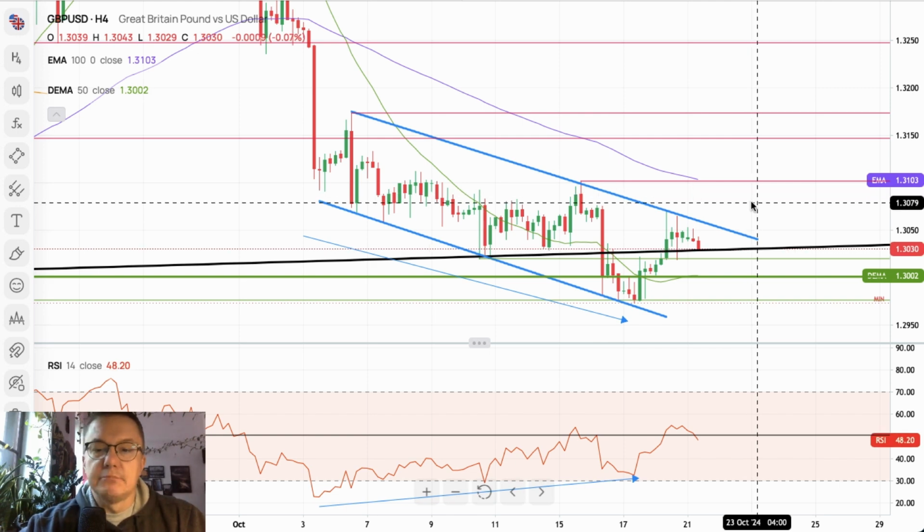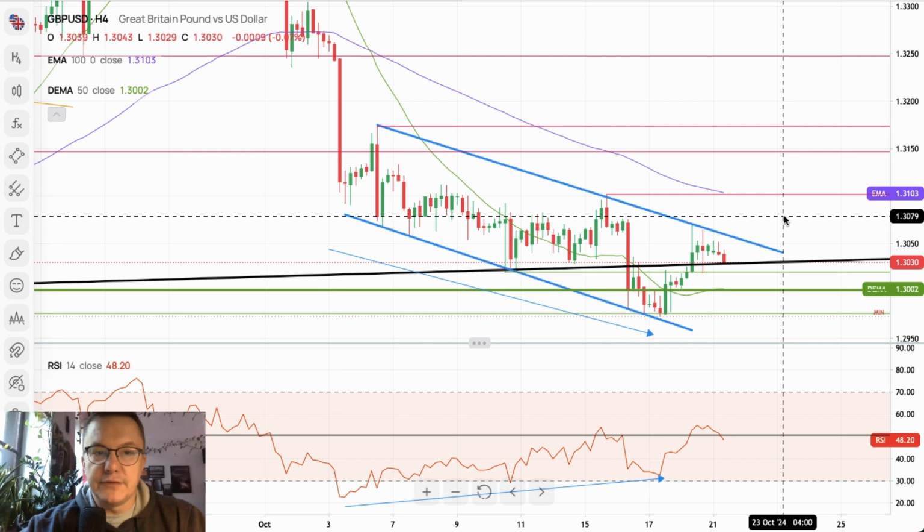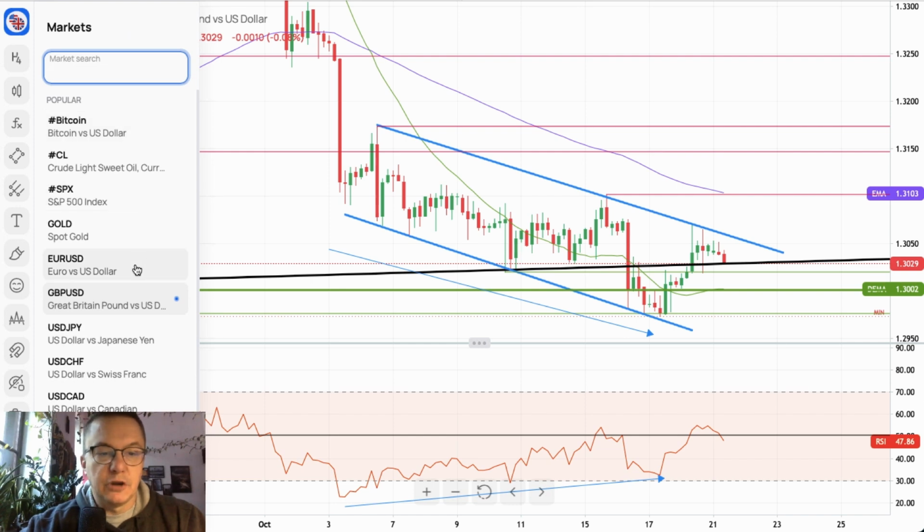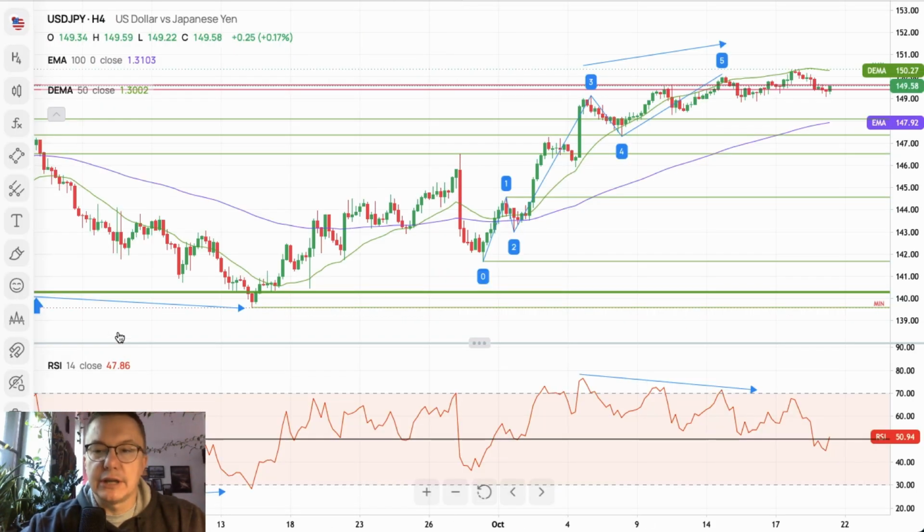So again, bearish pressure is quite visible on the cable as well. The outlook remains bearish, and lower we should go as long as we don't break out of this channel.